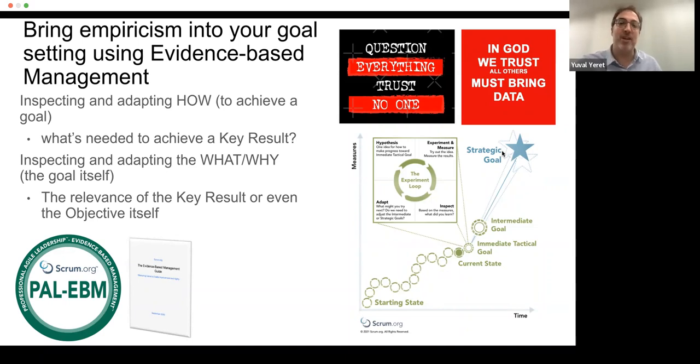You might call it "question everything, trust no one." In God we trust, all others must bring data. But bringing empiricism into your OKRs is something that few organizations are doing. And as Scrum Masters, with a lot of background in empiricism, transparency, inspection, adaptation, and tools around that, we can really help organizations do it much better.